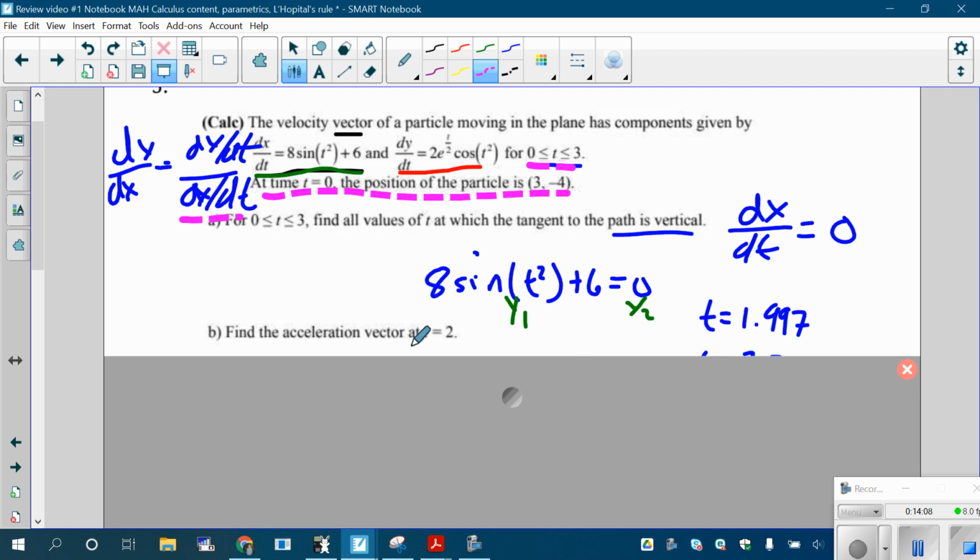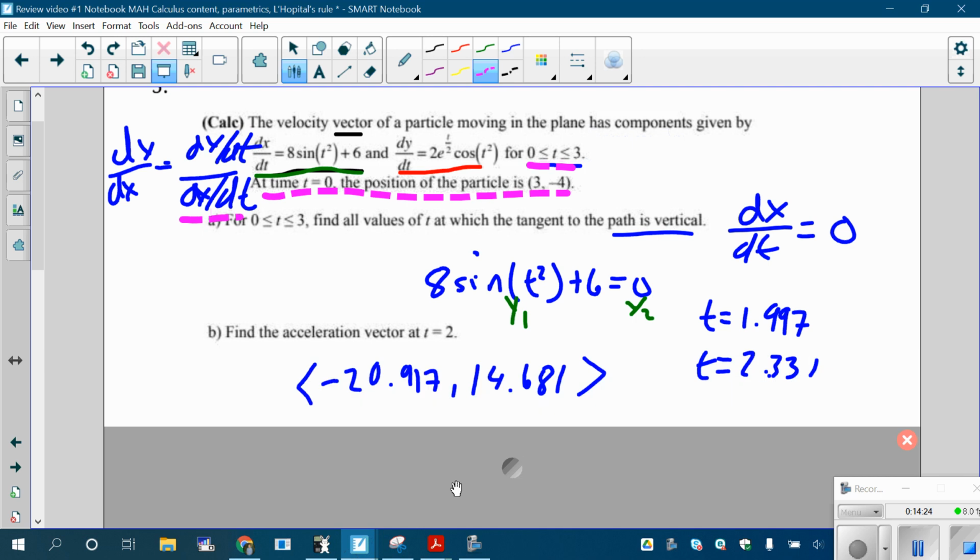Second question here. Find the acceleration vector at time 2. I have the velocity. I got a vector because I have two components. How do I find acceleration? If I have velocity, I do the derivative of both of those, and I plug into it. Okay, check. I did that completely on my calculator.